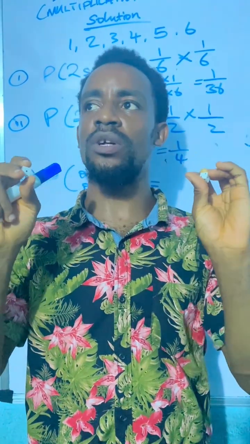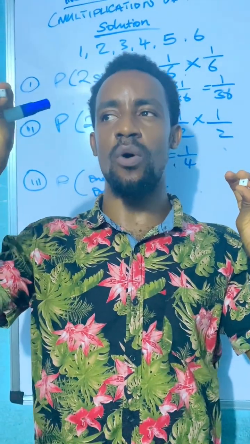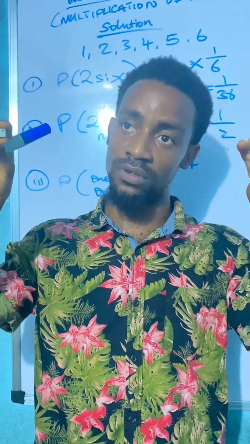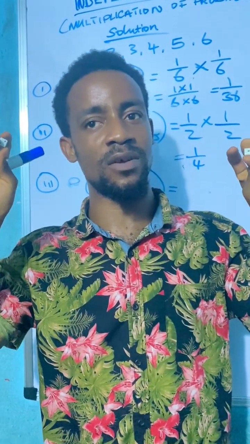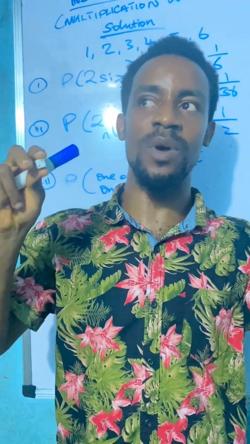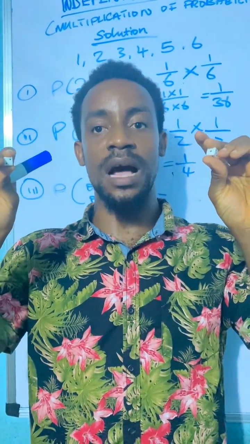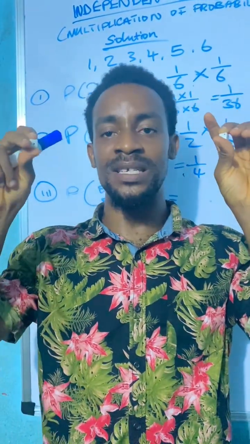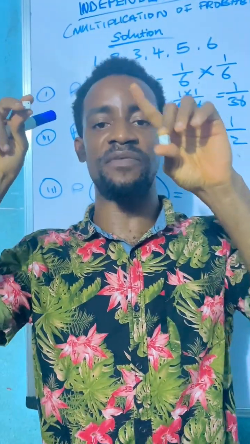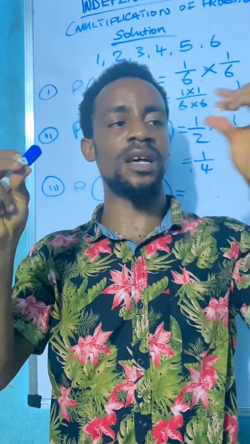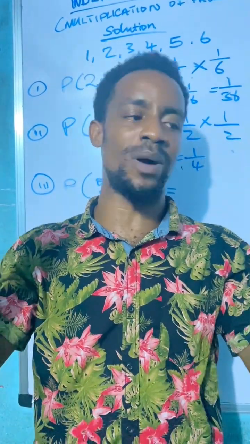So now what we are going to do is calculate if the first one is odd and the second one is even. When I say and, that means we are going to multiply the probability. Then we are also going to swap it. So if you calculated the first one odd and the second one even, we are also going to swap it to calculate if it's even and the other one is odd.